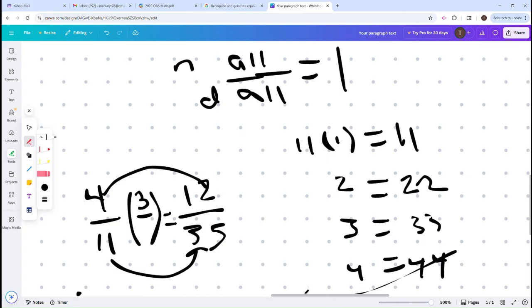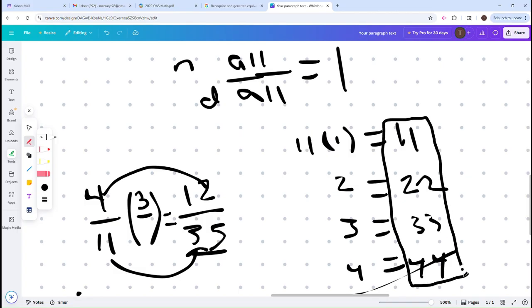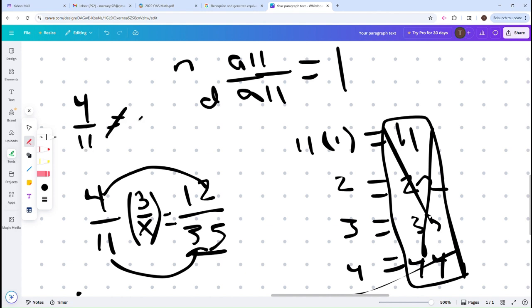It's out of bounds because the number was 35. So 44 is too much. And none of these numbers is 35. So the answer is no, there isn't a number you can multiply 11 by to equal 35. And 3 over 3 is definitely not 1. So 4 over 11 is not equal to 12 over 35.